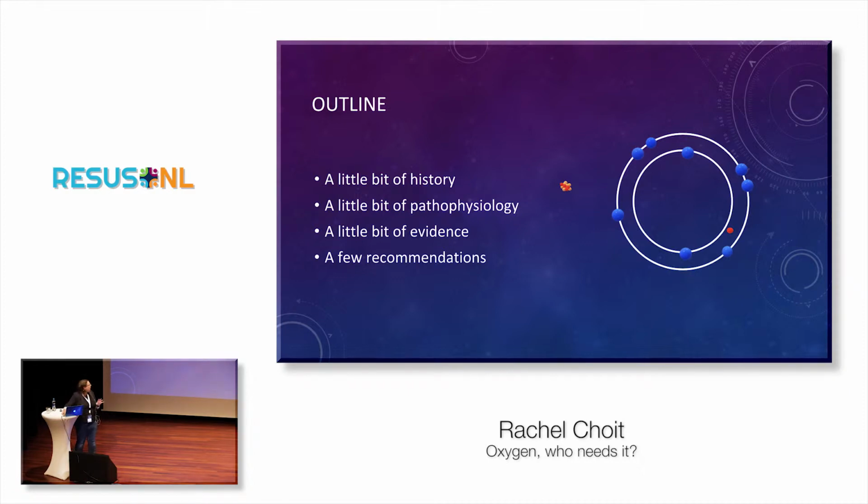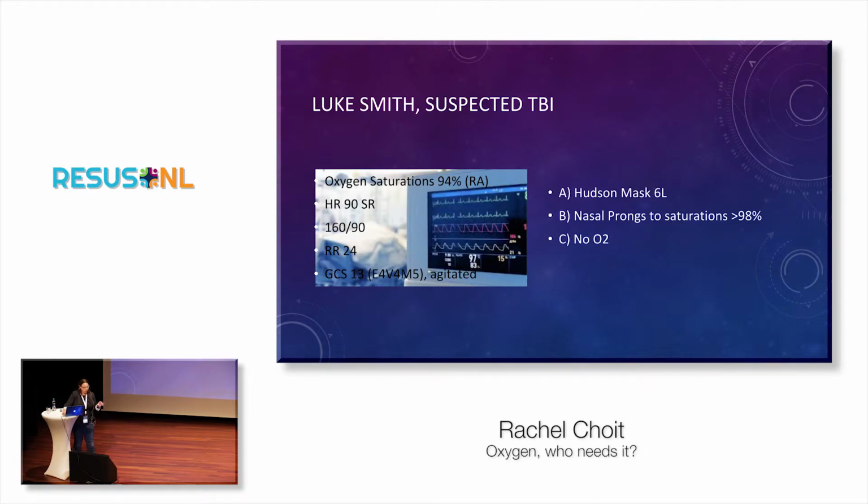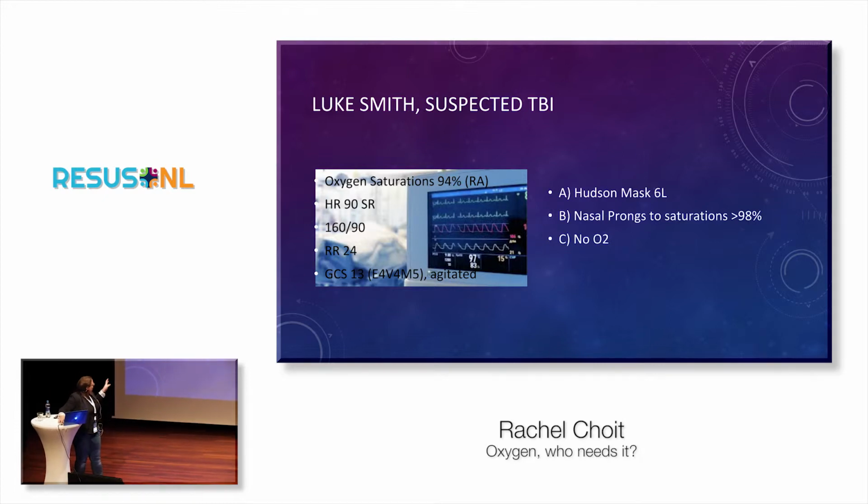So before I start, a little bit of audience participation. Luke, our gentleman, who I think has had a traumatic brain injury, potentially. So imagine he arrives in your emergency department. Those are his observations. He has saturations of 94% on room air. He's got a respiratory rate of 24 and shallow respirations. If we had the Good Sam app, we'd see that he doesn't look very well. His heart rate is 90 in a sinus rhythm, and he's mildly hypertensive. And his GCS is 13, with eyes open, mumbling some words, not following commands, and he's quite agitated.